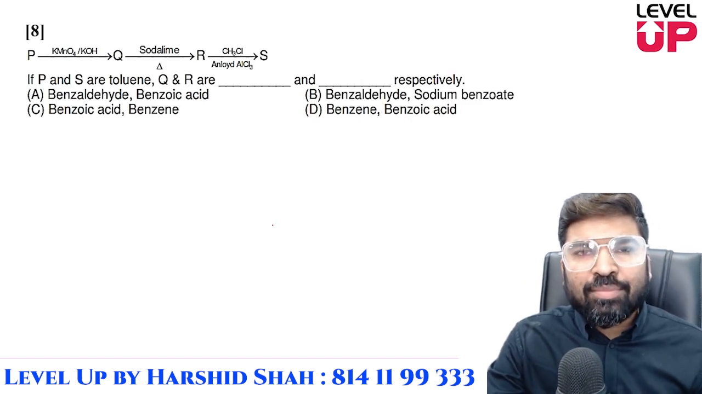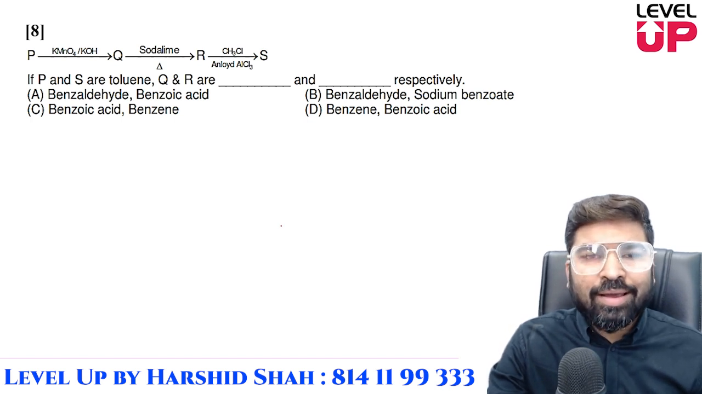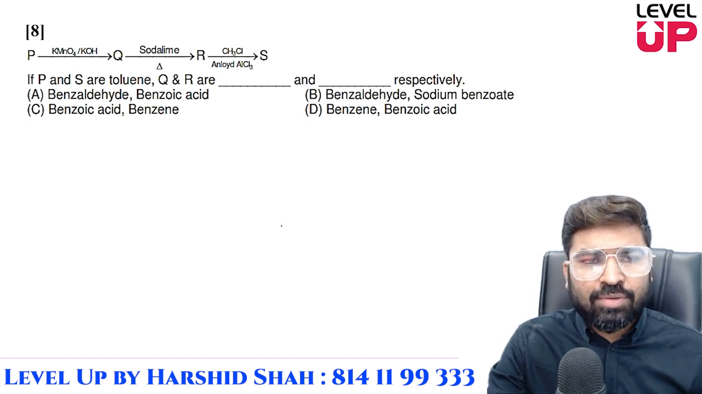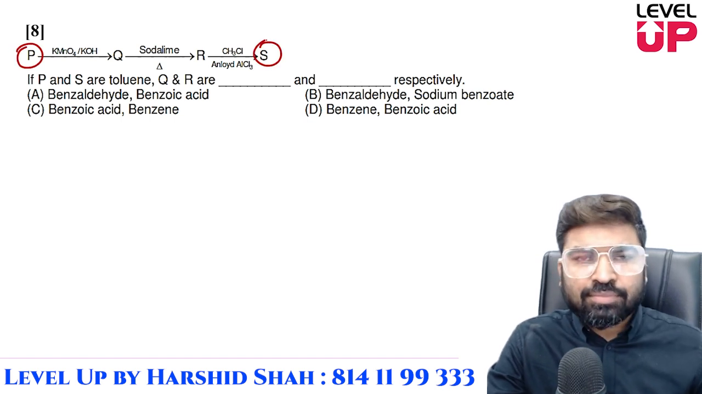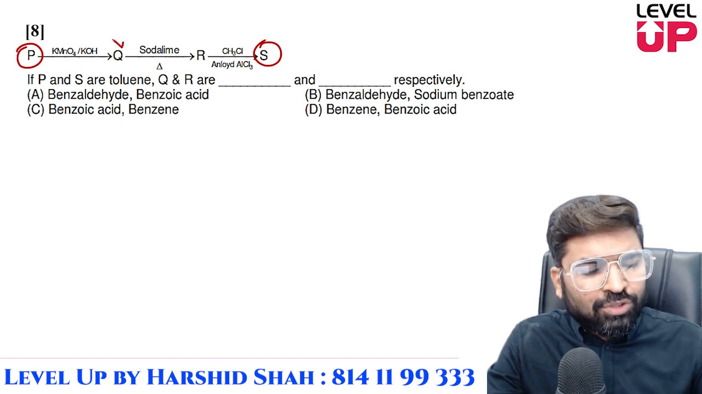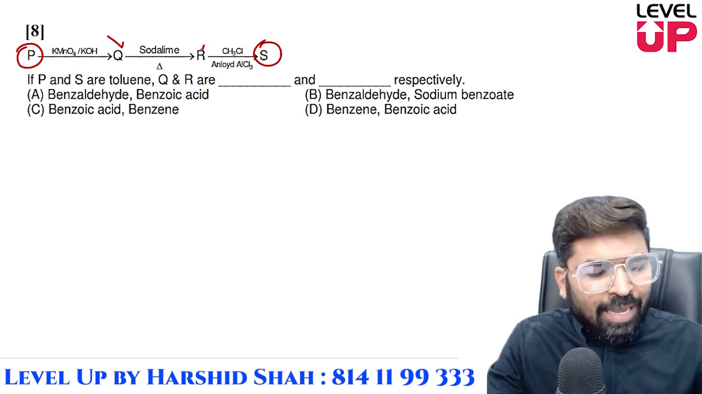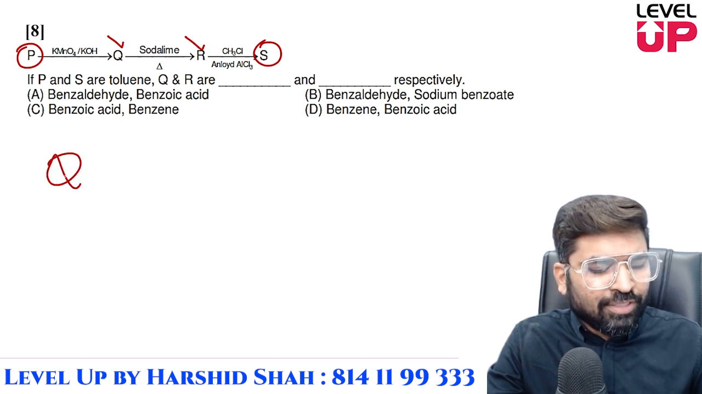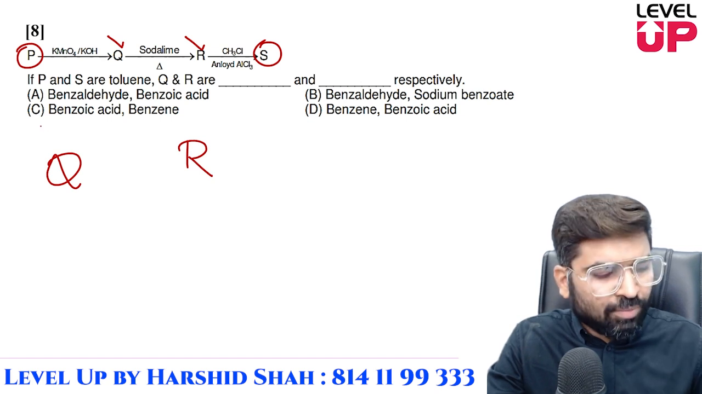Okay, P with KMnO4 and KOH gives you Q, the Q with soda lime gives you R, and then you go for methylation, it gives you S. If P and S are toluene, so starting with toluene, ending with toluene, what are Q and R? If you oxidize toluene, you are definitely going to get benzoic acid, and with soda lime decarboxylation happens, so we get benzene. So Q is benzoic acid and R is benzene, so that is definitely option C.